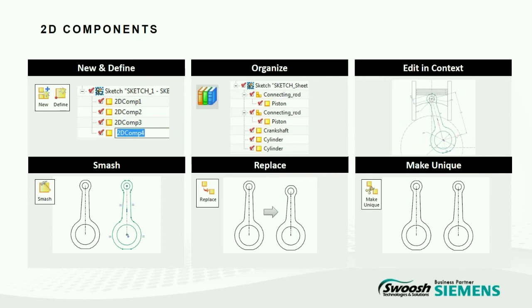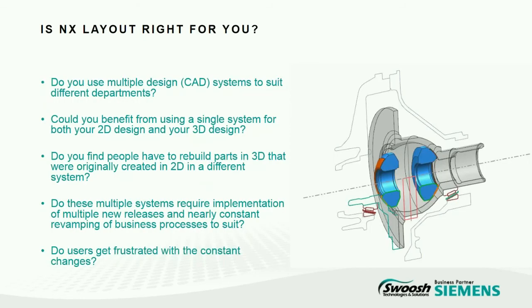Once a 2D component is defined, it can be smashed down into sketch curves and their constraints, or a 2D component could be replaced with a different 2D component out of your reuse library. Or if you have multiple 2D components within your NX layout, any one of those could now be defined as a unique, different shape, size, location, orientation, etc. It makes transference of other systems natural and unintimidating because this functionality isn't all that different at all.